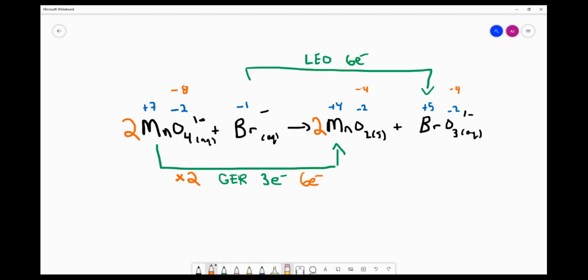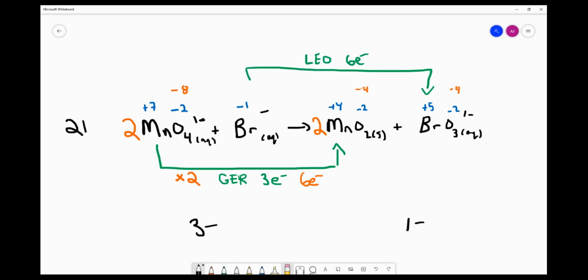And I'll leave everything else alone. Since we're working in an acidic solution, we are going to balance the charges by adding hydrogens. I'll write the overall charge of the reactant side and the product side below here in black. The left-hand side has a charge of -3, and the right-hand side has a charge of -1. So to balance them, we need to make the left-hand side more positive.